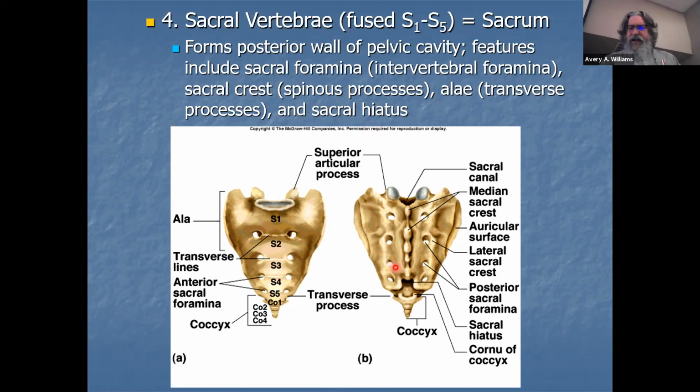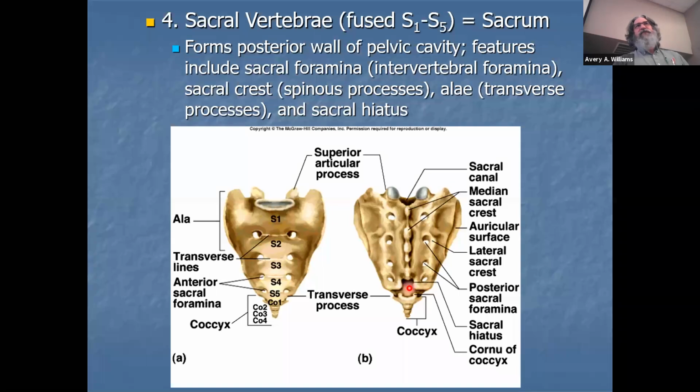Well, the hiatus is an S5. Remember S1 through S5? S5 is missing its lamina. What? Yeah, it's gone. So there's a hole right there. That's your sacral hiatus. And what happens is that you actually have 31 pairs of spinal nerves, and the 30th and 31st pair emerge from this opening right here. When we look at the nerves, you'll see that, but that's basically what it is.